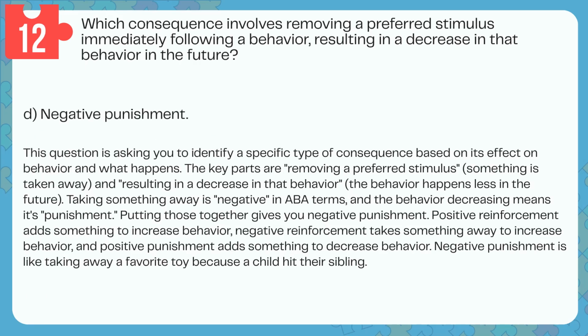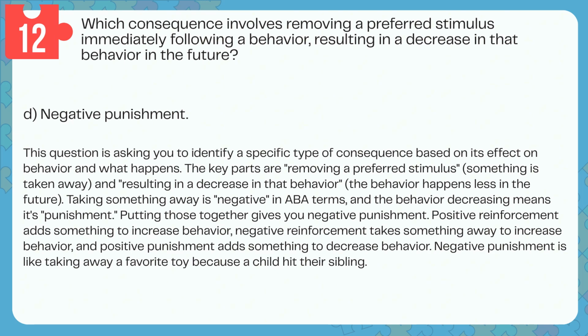Answer: D. Negative punishment. This question is asking you to identify a specific type of consequence based on its effect on behavior and what happens. The key parts are removing a preferred stimulus, something is taken away, and resulting in a decrease in that behavior. The behavior happens less in the future. Taking something away is negative in ABA terms, and the behavior decreasing means it's punishment. Putting those together gives you negative punishment.